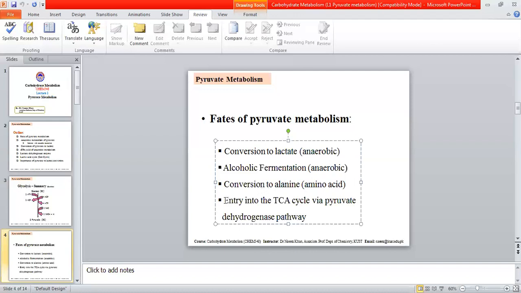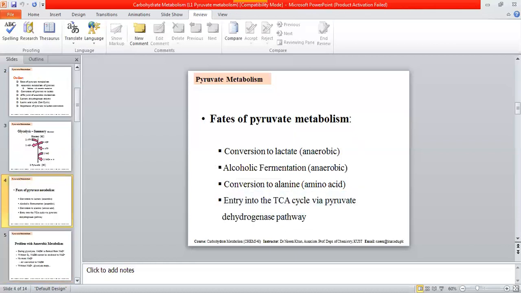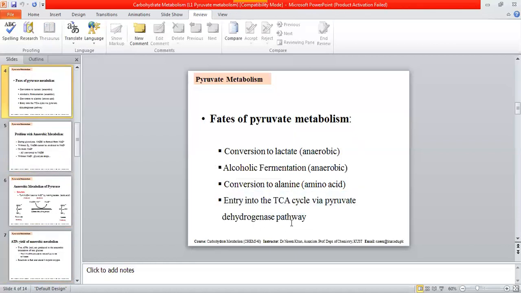And the fourth, and main, pathway is the entry of pyruvic acid into the tricarboxylic acid cycle, which is also known as the Krebs cycle. This is through the pyruvate dehydrogenase pathway. Actually, this is the main mechanism taking place in living things, and this is the oxygen requiring pathway. I mean, this is the aerobic pathway. Under aerobic conditions, pyruvate passes by this pathway.